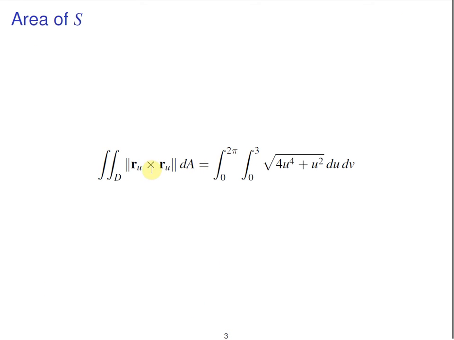So what is the area? Well, we need to plug in to this formula, so we need D, the parameter domain: u went from 0 to 3 and v went from 0 to 2 pi, and then this little piece, the norm of the cross product we had just computed earlier, is right there.